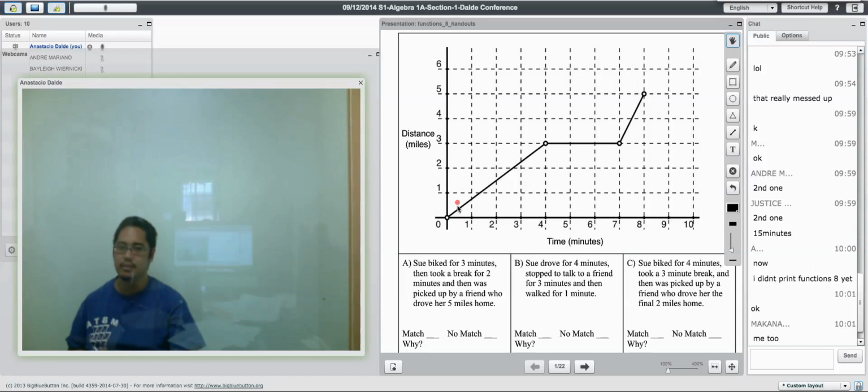Yes. How long has she been moving forward in that diagonal part? Not how far, but how long? 4 minutes? That means part A is out, because they say that she took a break after 3 minutes. So that's not correct, because then it would have been a straight line.